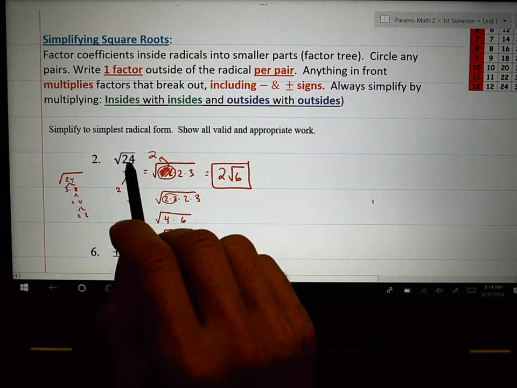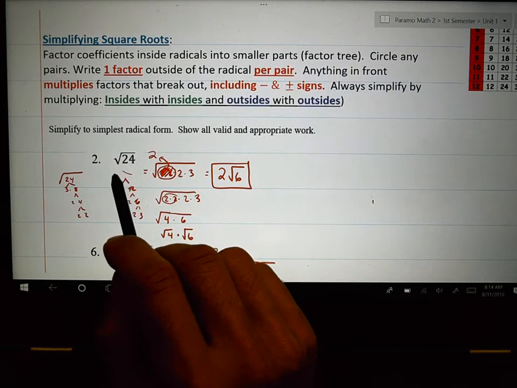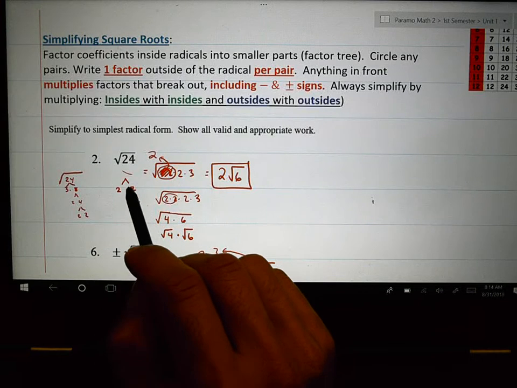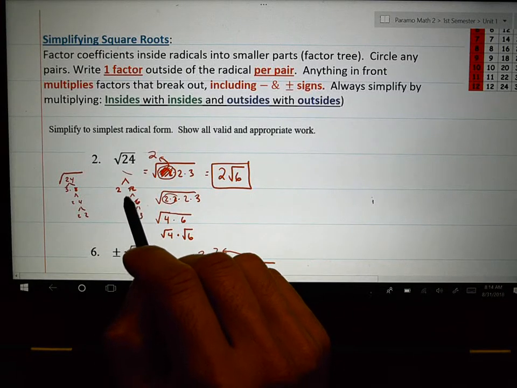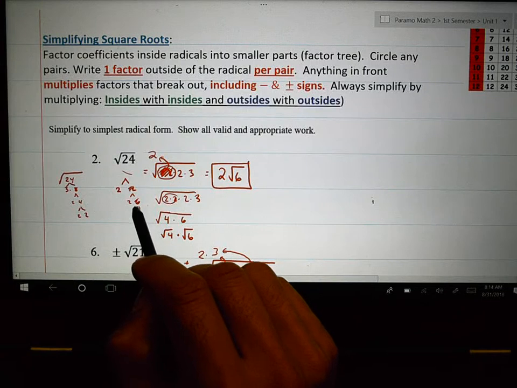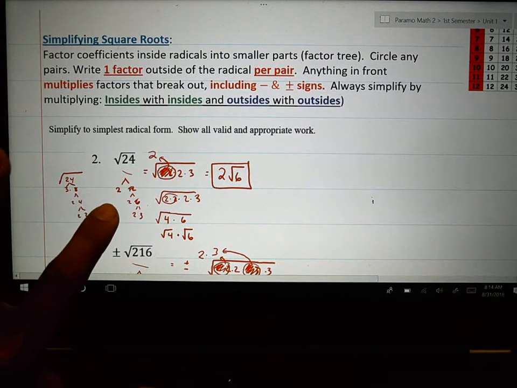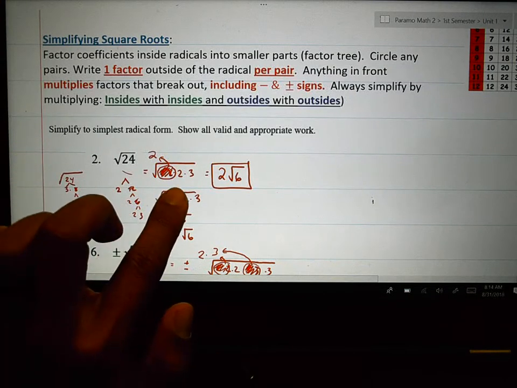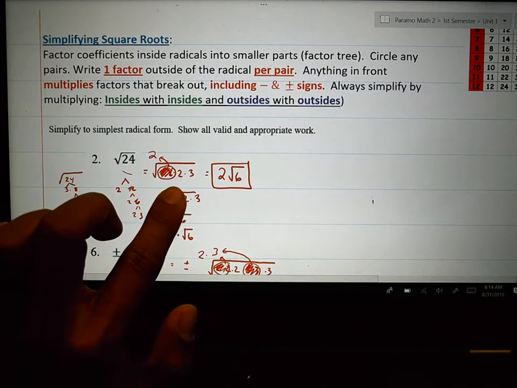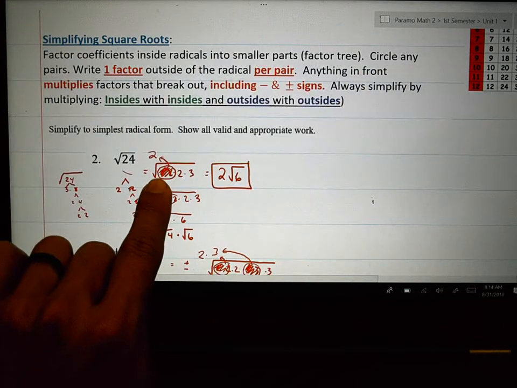Step 1, break it apart. 2 times 12. And it doesn't matter how you break it apart. 4 times 6 would work. 8 times 3 would work. If you break apart those pieces, 12 can break down to 2 times 6. 6 can break down to 2 times 3. If you look at what 24 is made up of, it is 2 times 2 times 2 times 3. If you have a pair, you circle any pairs. There's a pair of 2s.